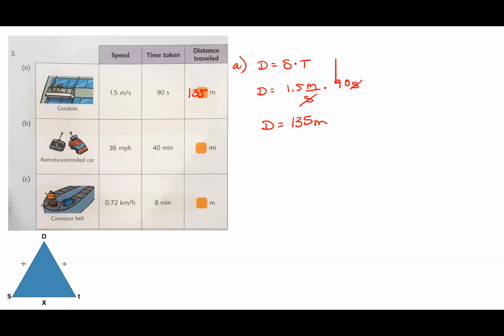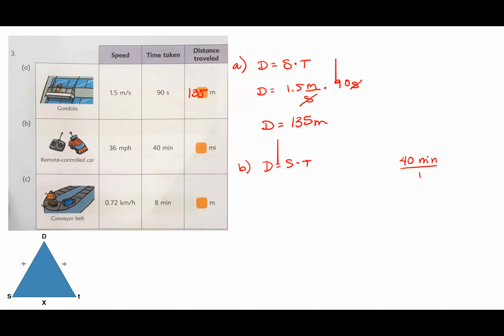Letter B says we need the distance traveled if a remote control car is traveling 36 miles per hour times 40 minutes. What's the problem here with this one, you guys? Distance equals speed times time, but I've got miles per hour times 40 minutes. Is that going to work out? Nope. Let's go ahead and divide 40 minutes.